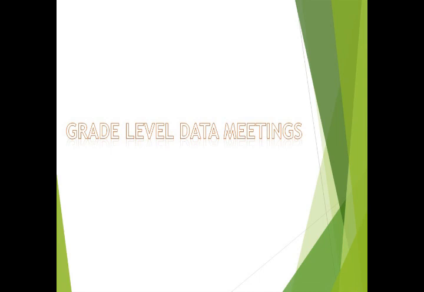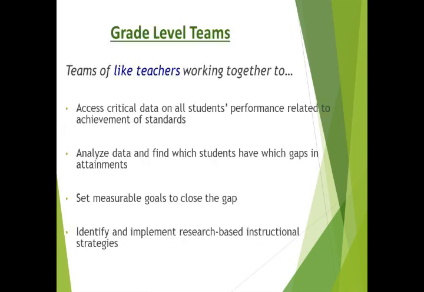So once we've done our progress monitoring and we've provided instruction, we're going to look at having a grade level data team meeting. So what does that look like? We want to have teams of like teachers working together. We're going to assess critical data on all students' performance related to achievement and standards, analyze data and find which students have which gaps in attainments, set measurable goals to close the gap, and then identify and implement research-based instructional strategies.